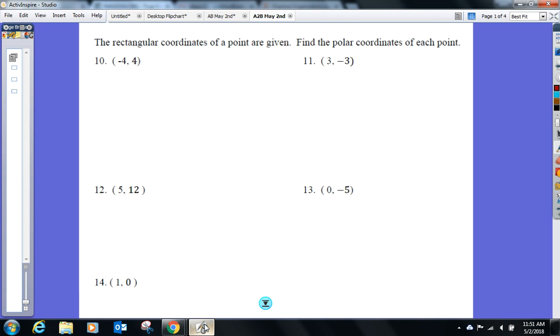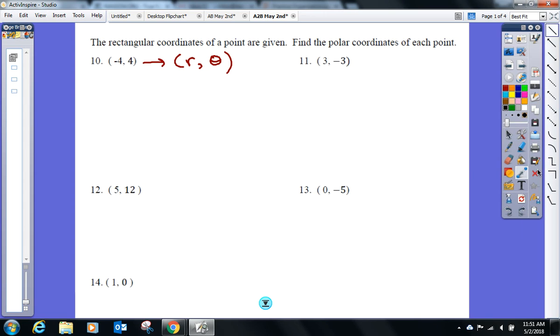All right, let's do it. Rectangular, put it into polar. Review: polar is r, comma, theta. R has to be positive. Theta has to be positive and in radians. Let's go over the process of how to turn these into a polar coordinate.